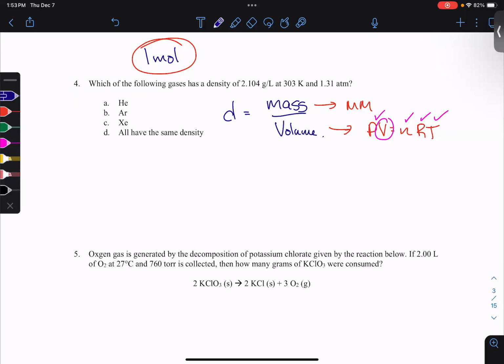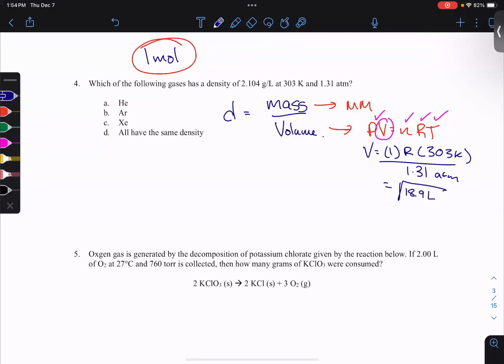If you put in the temperature and pressure information, 1 mole times R times 303 Kelvin over 1.31 atmospheres, we see that 1 mole of gas at these conditions occupies about 18.9 liters. So that is my denominator in this density calculation.